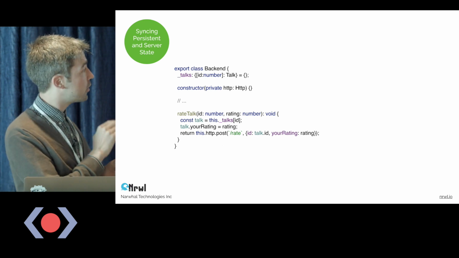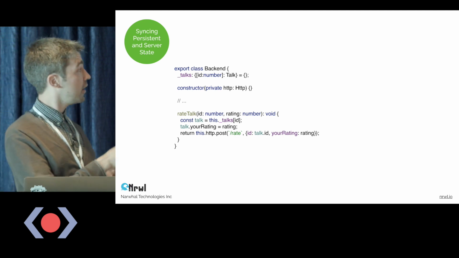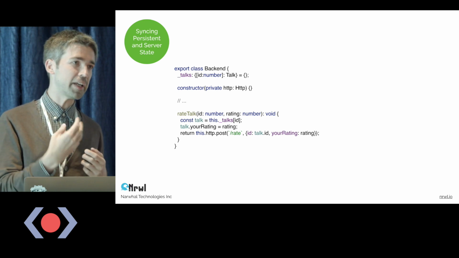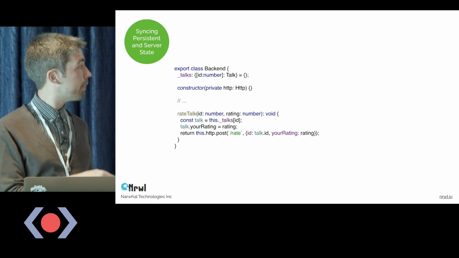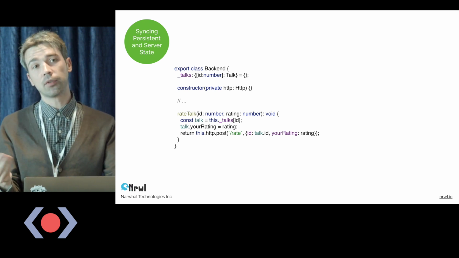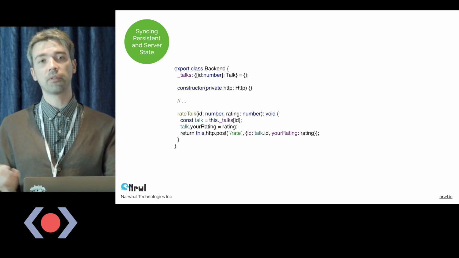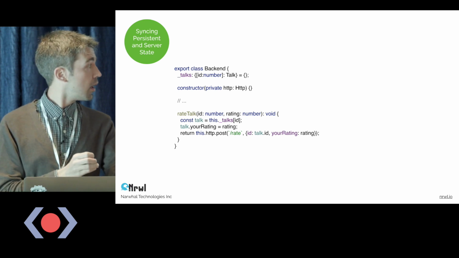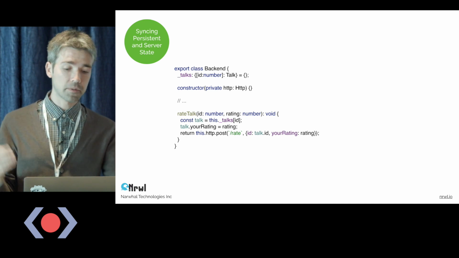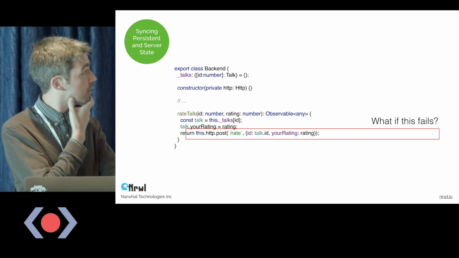Instead, let's look at the rateTalk method. The method is very simple. It takes a talk ID and a rating, and it applies the rating to the talk. It rates the talk. And it does it by finding the talk in memory, in the cache, then optimistically updating it, so our UI will reflect the change right away. So the app feels responsive, or is responsive, and then it makes a post to save this rating on the backend.